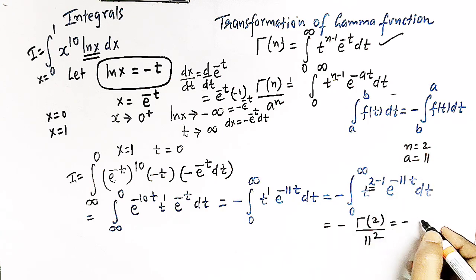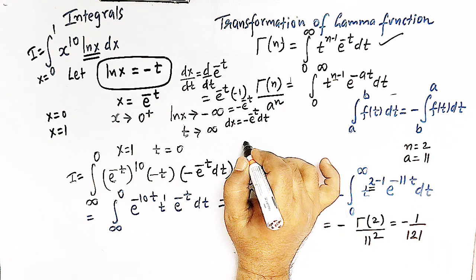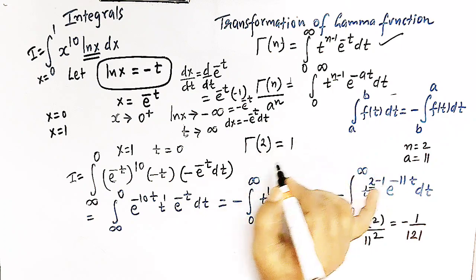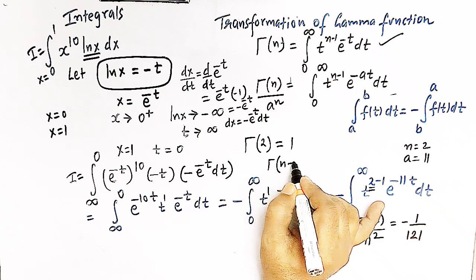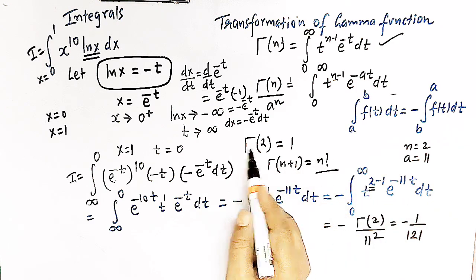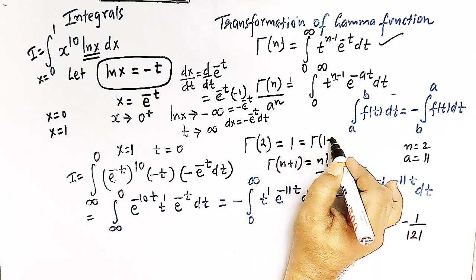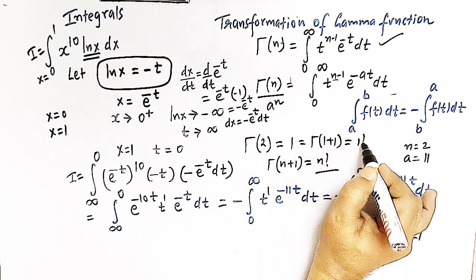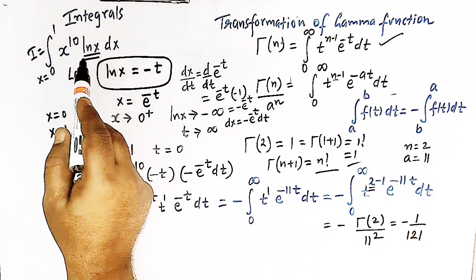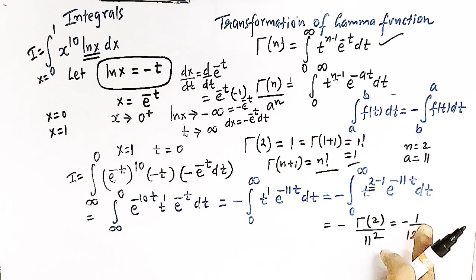So we have minus 1 over 121, because the value of gamma 2 can be written as 1, using the relation gamma n plus 1 is equal to n factorial. Gamma 2 can be written as gamma 1 plus 1, that is equal to 1 factorial, that is 1, and 11 square is 121. So the value of this integral is equal to minus 1 over 121.